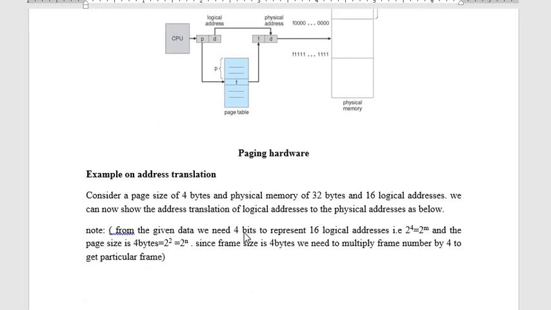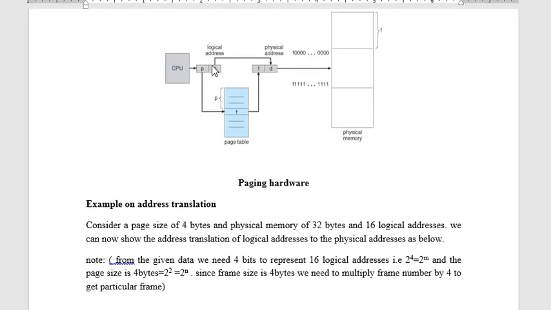So let us take an address translation example. How will this logical address be located to a particular location, whether to keep the page in the frame or to fetch the page from the frame? We need to deal with the physical addresses, so we need to check how that translation happens. Let us consider this example. Consider a page size of 4 bytes and physical memory of 32 bytes, and 16 logical addresses have been generated. We can now show the address translation of logical addresses to physical addresses.